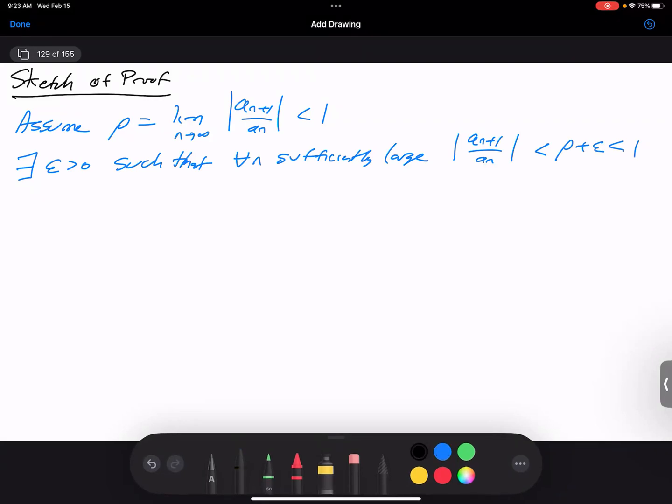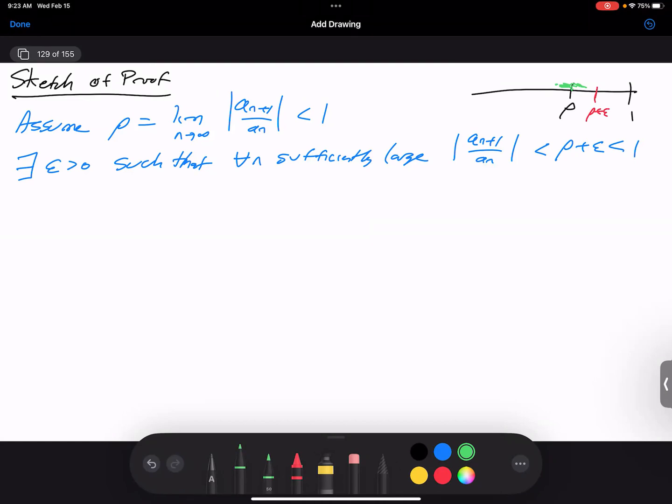So what am I doing? Well, here is rho, here is 1. Because rho is less than 1, I can choose an epsilon such that rho plus epsilon is less than 1. Because the limit exists, eventually all my points have to be getting closer and closer to rho when I look at the ratio. So since they are getting closer to rho, eventually they all have to be less than rho plus epsilon, which is strictly less than 1.